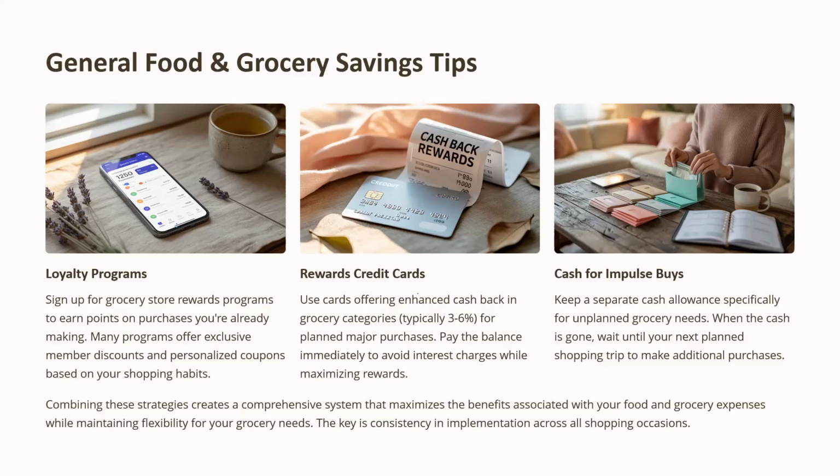And then using the envelope method is going to allow you to avoid impulse buys. If you keep a separate cash allowance specifically for those unplanned grocery needs, then when that cash is done, you basically have to wait for your next planned grocery shopping list to make additional purchases. It might not be foolproof. There might be times when you will actually have a need that you need to spend. In that case, again, remember we're not compromising quality of life. If you have a need, then you just account for it in your next budget.